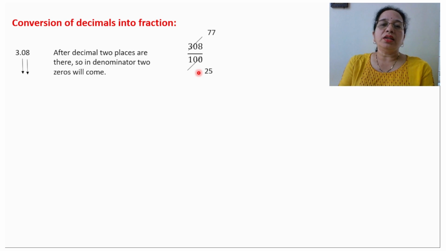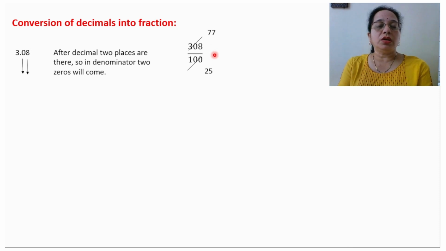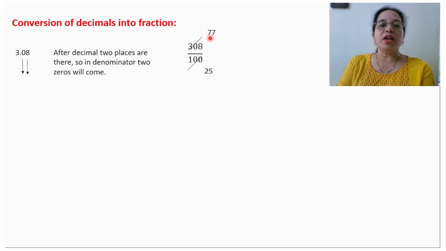So just cut the number, or by 4 also you can cut. You need to use your divisibility test. By 4 also you can cut. So 4 7s are 28, 2 is left. Again 4 7s are 28, 4 2s are 8, 2 is left. Next number is 0. So 4 5s are 20. So 77 upon 25.